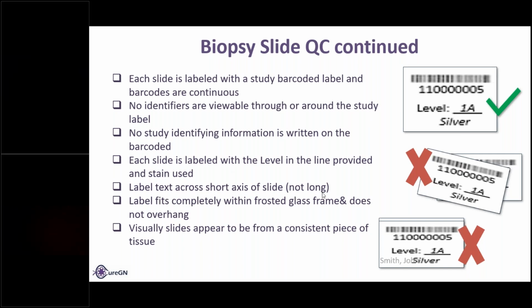Label text goes across the short axis, not the long, so you want it to go this way and not vertically. Make sure that it fits completely within the frosted glass frame and does not overhang into the specimen side of it. And visually, slides appear to be from a consistent piece of tissue. Okay.